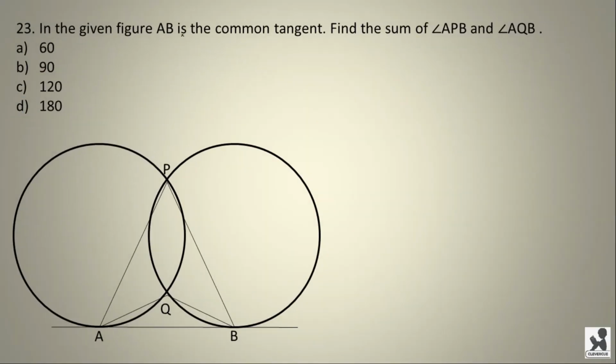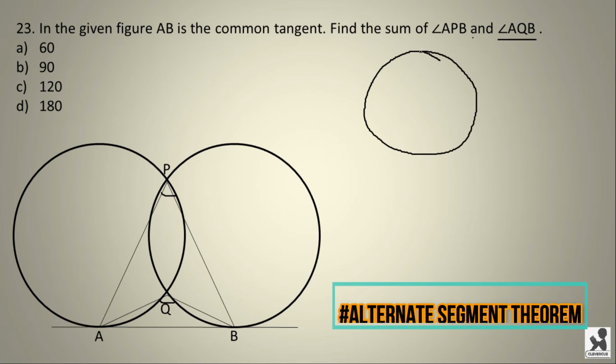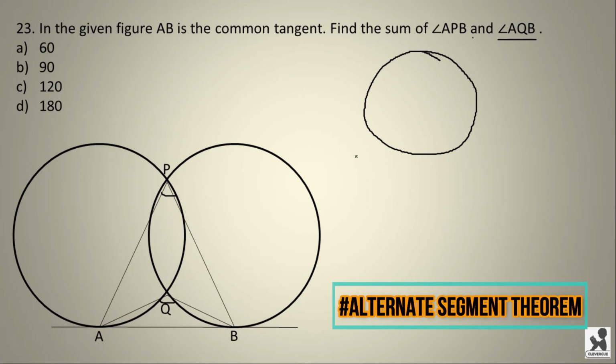In the given figure, AB is the common tangent. Find the sum of angle APB and angle AQB. We have to find this angle plus this angle, APB and AQB. So we need to know a different concept to solve this problem, which is known as the alternate angle theorem.